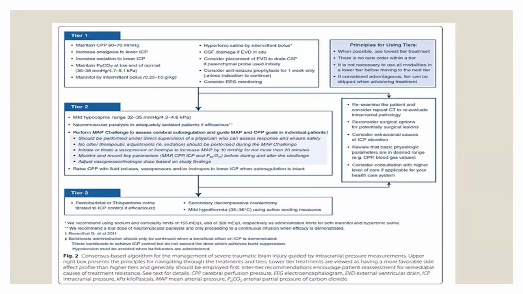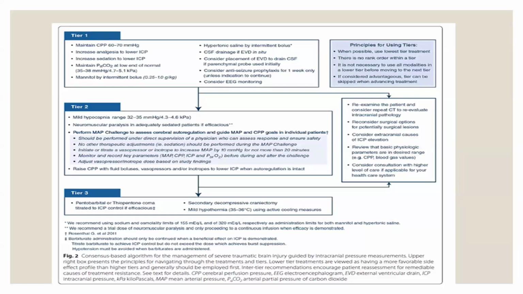Consider EEG monitor. Then tier 2 consists of mild hypocapnia in the range of 32 to 35. Neuromuscular paralysis, if the patient is adequately sedated, is efficacious. Perform a MAP challenge to assess cerebral autoregulation and guide MAP and CPP goal in the individual patient.